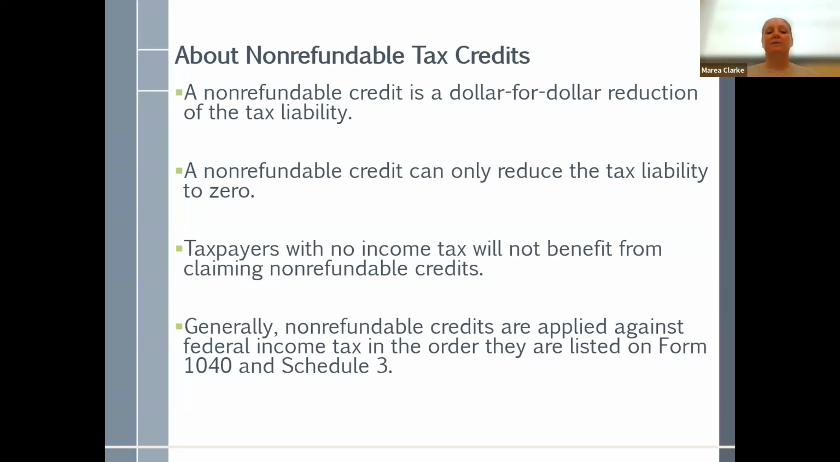Taxpayers with no income tax don't benefit from claiming any non-refundable credits, because if you don't have any tax, you're not going to get any money back. You're already at 0. It doesn't take you down any lower.